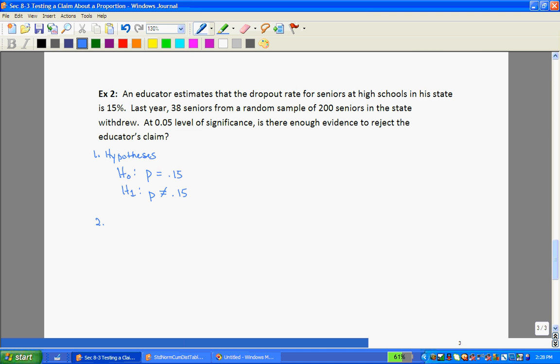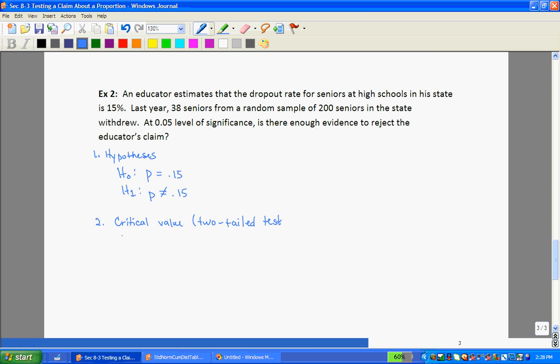Okay, generally the second step is finding the critical value. And remember, you also want to decide which type of test you're doing here. Well, since our alternative hypothesis says not equal to, so we're not saying greater than or less than, just not equal to, this is going to be a two-tailed test.